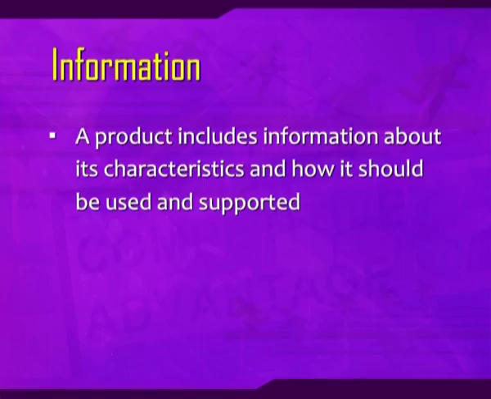Most products have always had both a physical and an information component. The latter, the information component, is everything that the buyer needs to know to obtain the product and use it to achieve the desired result. That is, a product includes information about its characteristics and how it should be used and supported. For example, convenient accessible information on maintenance and service procedures is an important buyer criterion in consumer appliances.